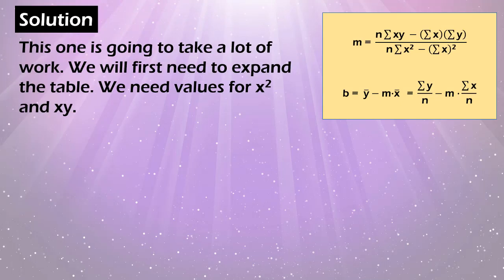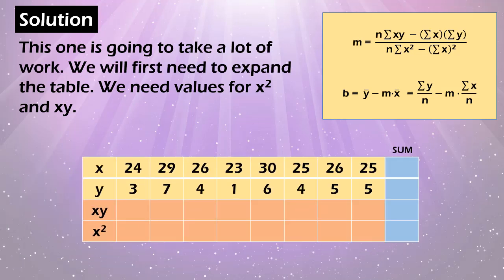We're going to need to expand the tables again because we need to have the values for x squared and for x times y. So we'll take the data table that we originally had with our 8 values of x, 24, 29, 26, 23, 30, 25, 26, and 25, and our 8 values for y, 3, 7, 4, 1, 6, 4, 5, 5. And now we'll write a row for x times y and a row for x squared, and then add on a column at the end for the sums of those data values.